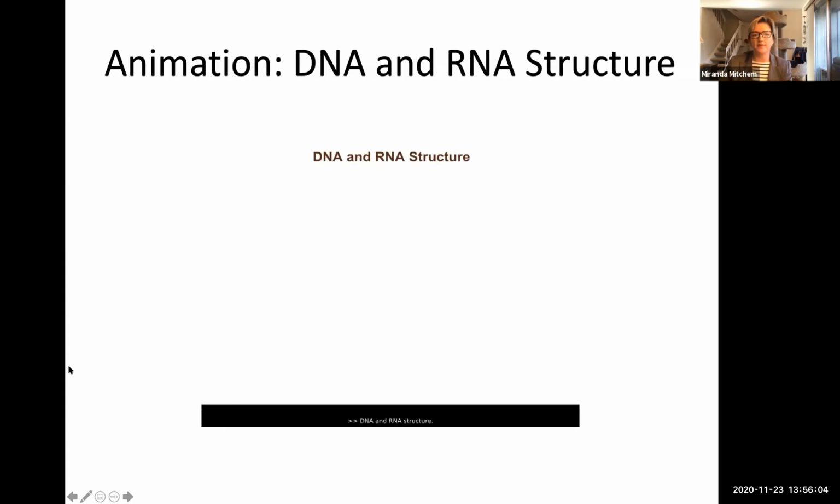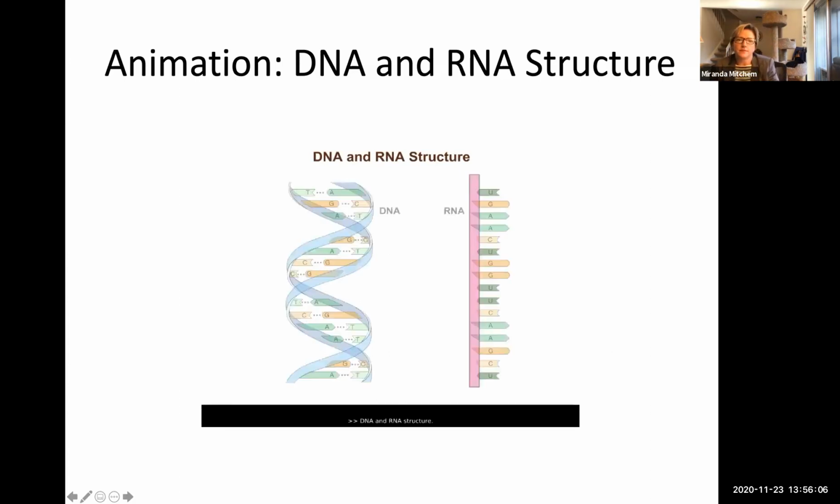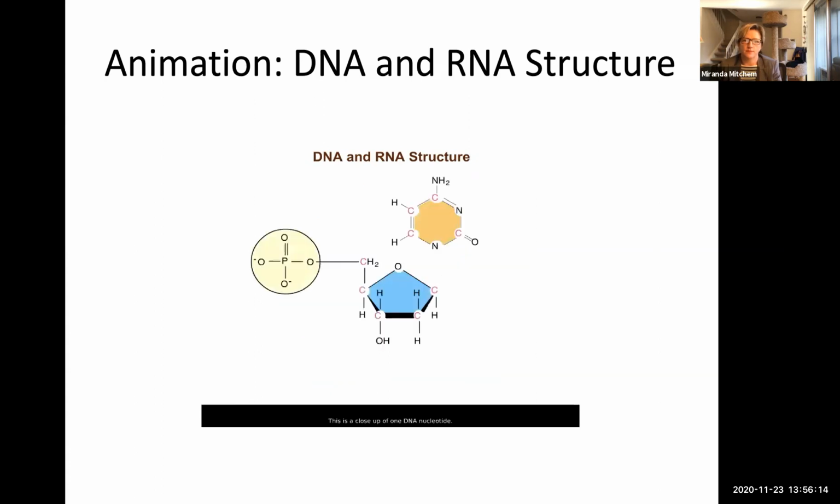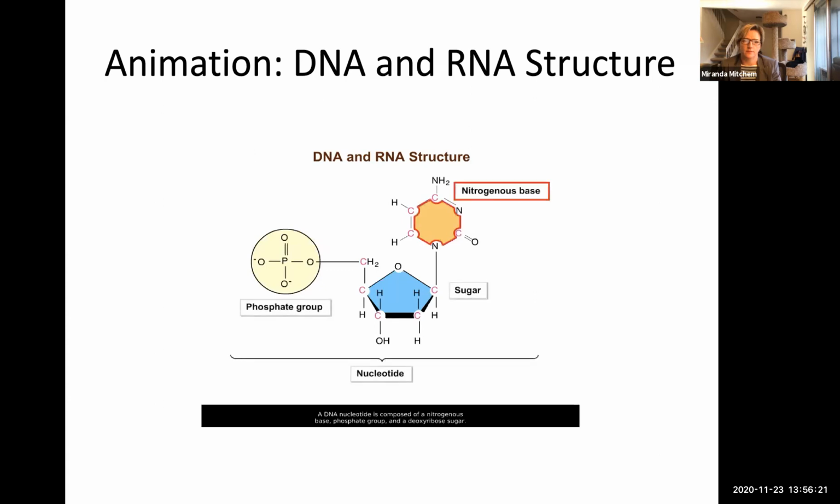DNA and RNA structure. DNA and RNA are nucleic acids, polymers made of subunits called nucleotides. This is a close-up of one DNA nucleotide. A DNA nucleotide is composed of a nitrogenous base, phosphate group, and a deoxyribose sugar.